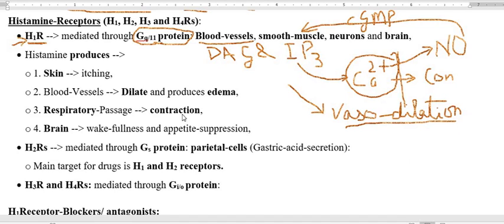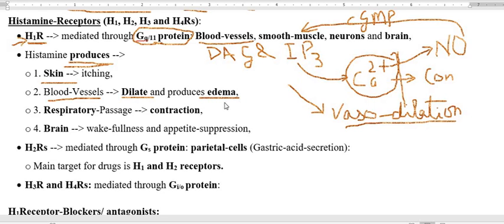Now we have to go through what histamine is going to produce, what are the physiopathological symptoms that histamine is going to produce. Histamine is going to produce itching when it is released on the skin. If histamine is released on the blood vessel, it is going to produce vasodilation, and because of the vasodilation, the plasma or the content present in the blood is coming out, and therefore in the surrounding area it produces edema.